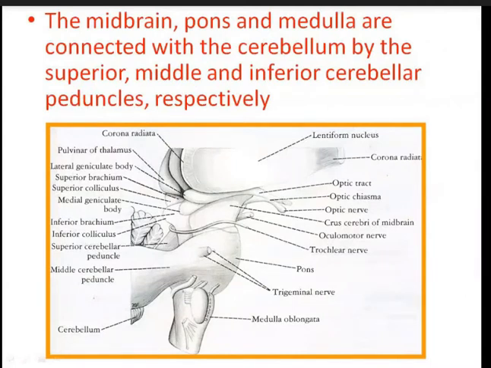The midbrain, pons and the medulla are connected with the cerebellum by the superior, middle and the inferior cerebellar peduncles respectively. So superior, middle and the inferior cerebellar peduncles are the bundles of fibers which connect the medulla oblongata, pons and the midbrain to the cerebellum. The inferior cerebellar peduncle connects the medulla oblongata with the cerebellum, the middle cerebellar peduncle connects the pons to the cerebellum, and the superior cerebellar peduncle connects the midbrain to the cerebellum.